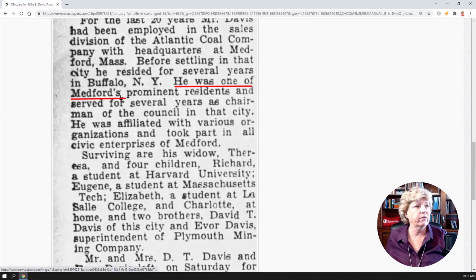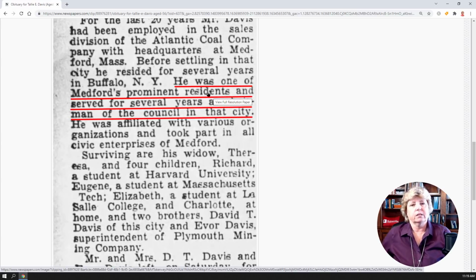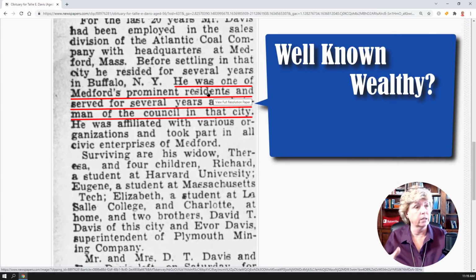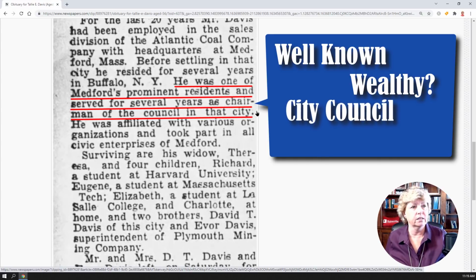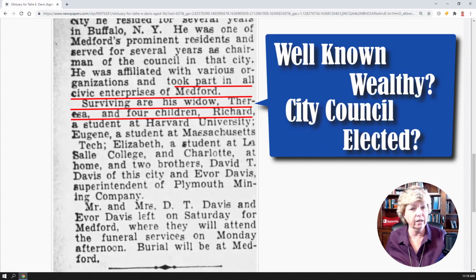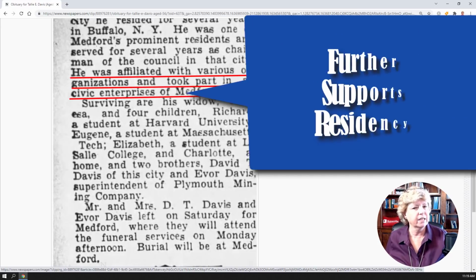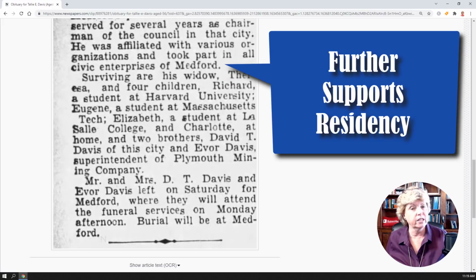He was one of Medford's prominent residents and served for several years as chairman of the council in that city. All right, so he was one of the prominent residents. Okay, clue, he was well known in the community. Okay, maybe had money. We'll talk more about that in a moment. And for several years was chairman of the council of that city, so he held office there. Another clue. He was affiliated with various organizations. Doesn't really say, but it might be worth searching. Okay. He took part in all civic enterprises of Medford. I'm not exactly sure what they mean by that. Further investigation might disclose that, though.